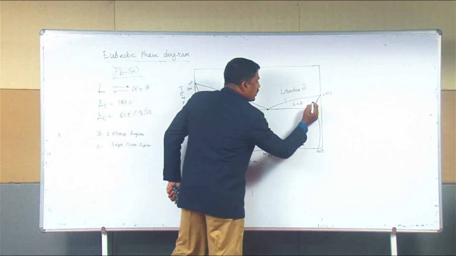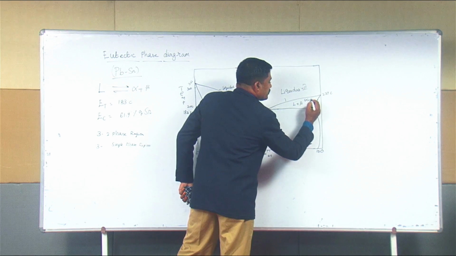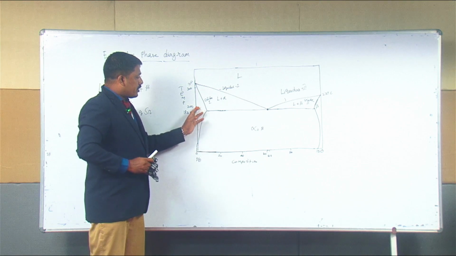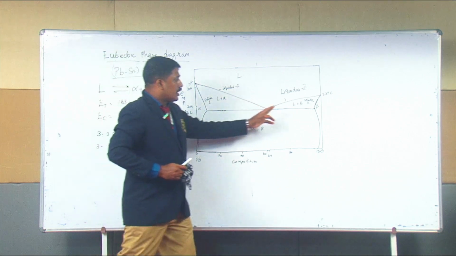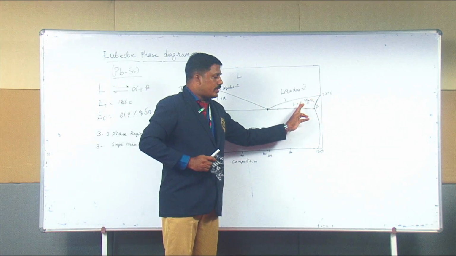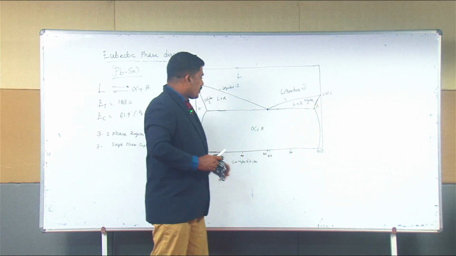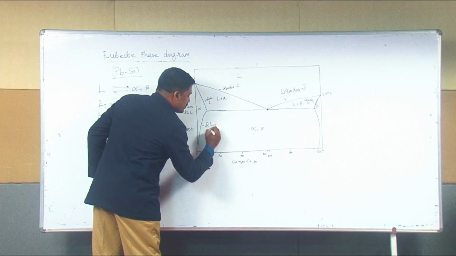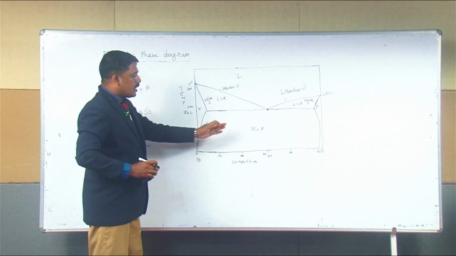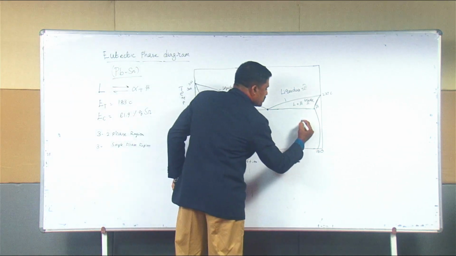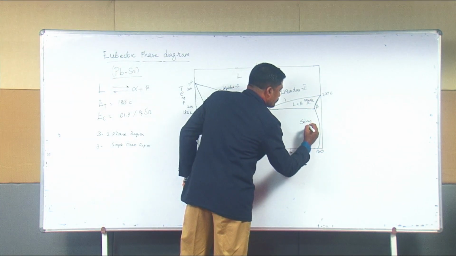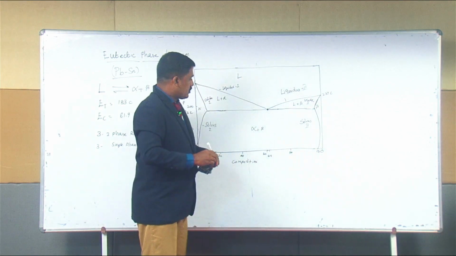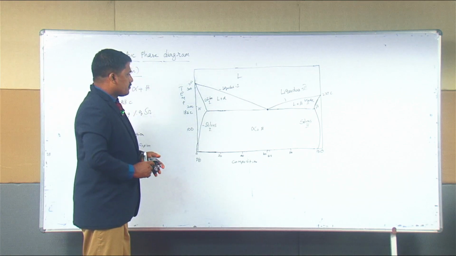liquid. Then solidus 1 and solidus 2. Solidus 1 is the boundary between alpha and L plus alpha, and solidus 2 is the boundary between L plus beta and beta. And two more boundaries: solvus 1 is nothing but the boundary between alpha and alpha plus beta, and solvus 2 is the boundary between alpha plus beta and beta. So these six boundaries are there.